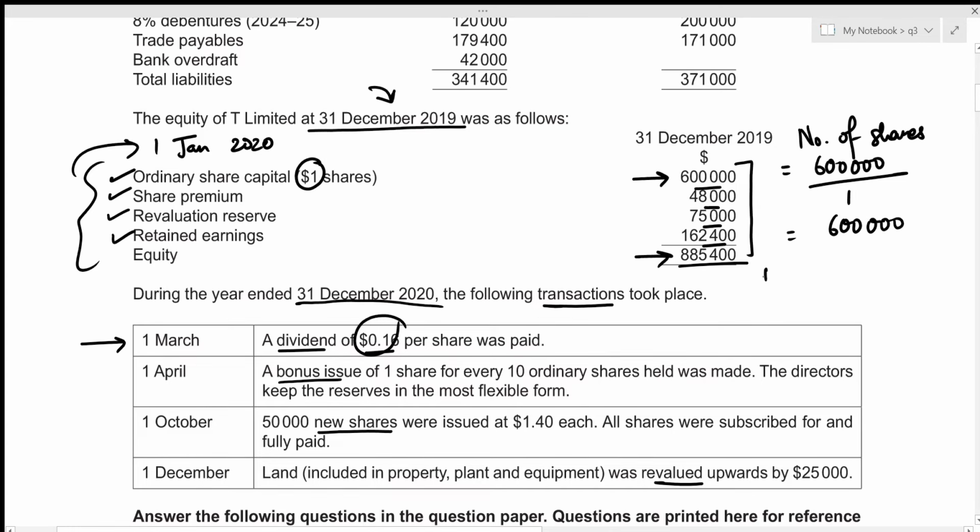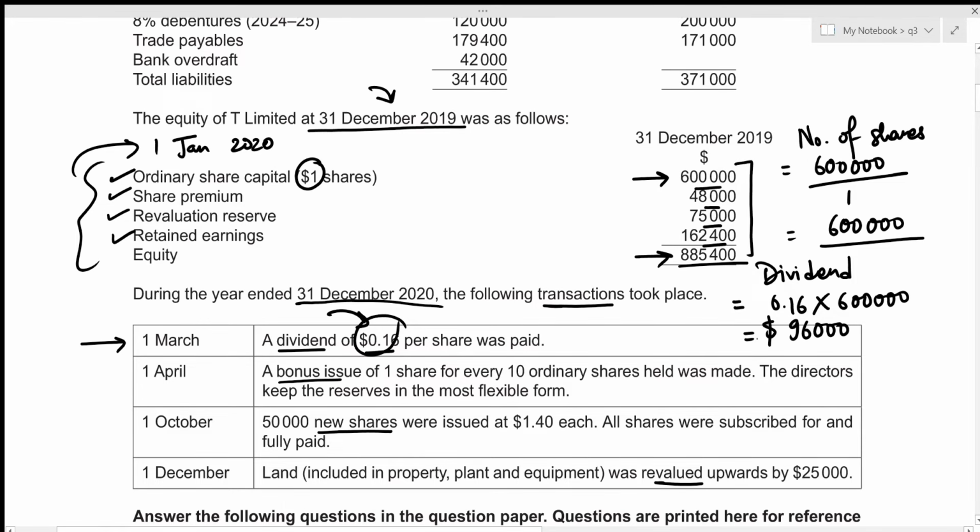Now, in order to figure out the total dividend, we just need to multiply the dividend rate per share by the number of shares. And in this case, we have the dividend rate of 0.16 per share. So we can just multiply it with the total number of shares of 600,000. And this gives the total dividend paid on 1st March to have the value of 96,000.